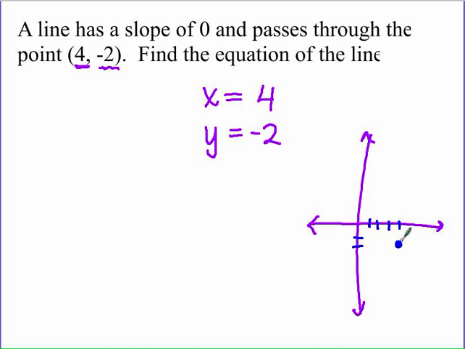I need to have a slope of 0. So slope of 0 means what type of line? Horizontal. On this line, is x always 4? No. What's x here? -2. What's x here? 3. What's x here? 5. What's x here? 6. So is x equals 4? No. So what does our line have to be? y equals -2.